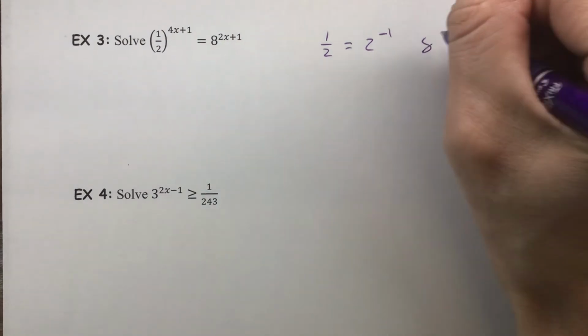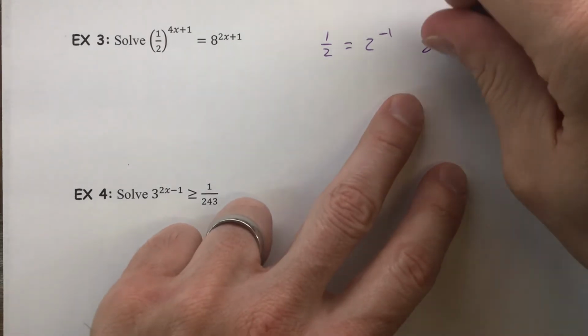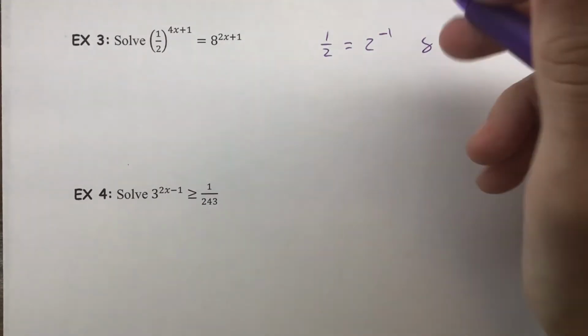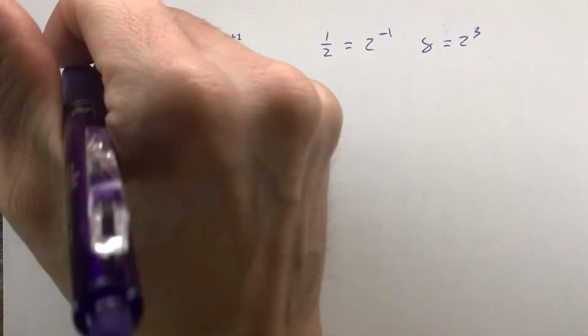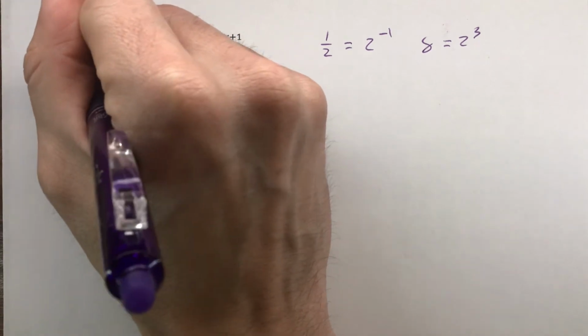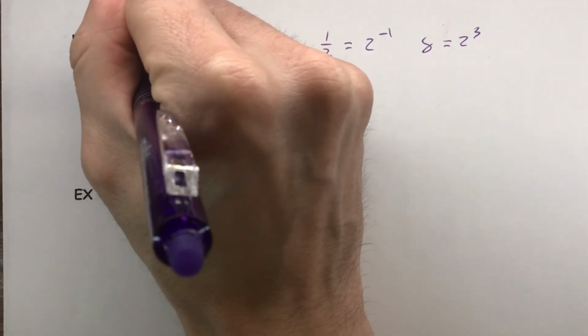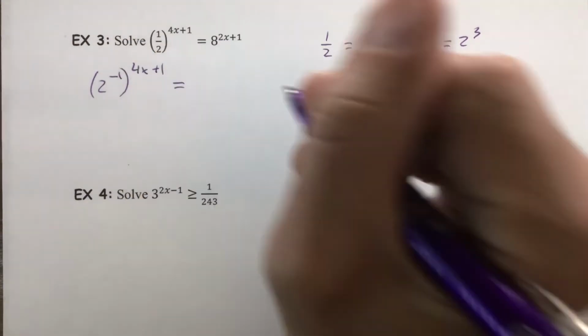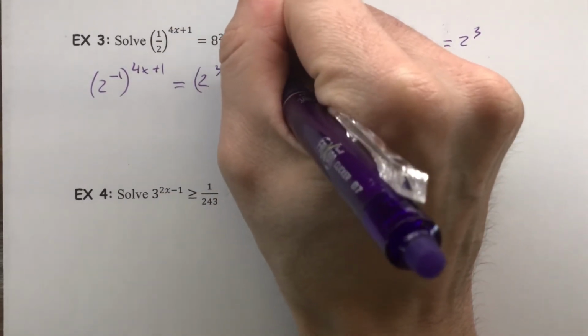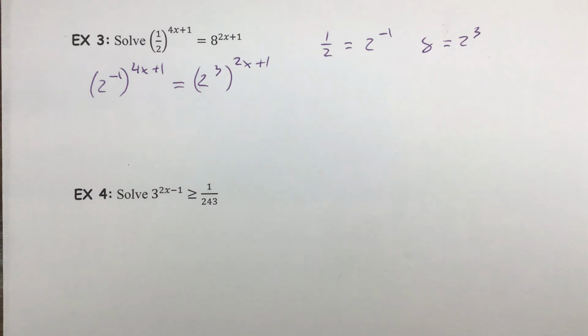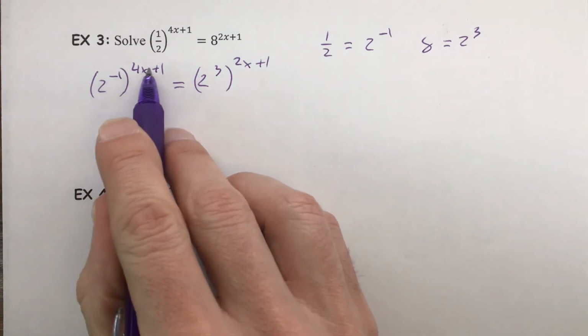And then 8 is going to be equal to 2 to the 3rd power. So we're going to substitute those in. We're going to take 2 to the -1, raise that to the 4x plus 1, set that equal to 2 cubed to the 2x plus 1 power. And then again, with the power rule, we need to multiply these together.